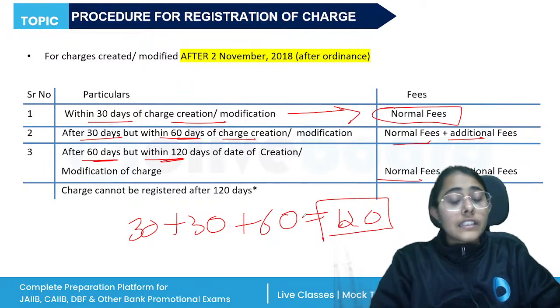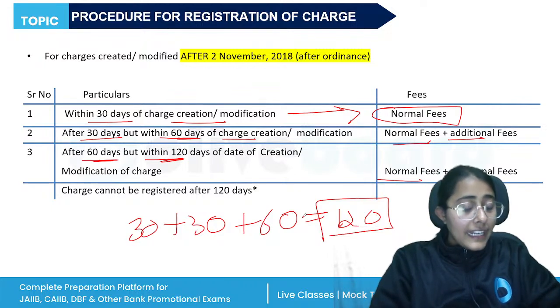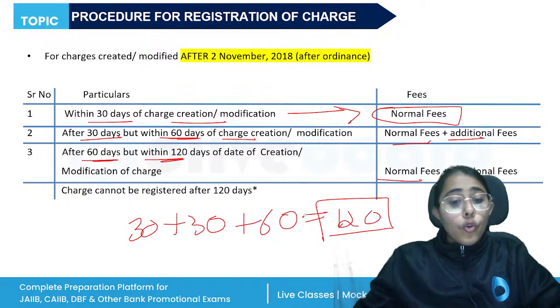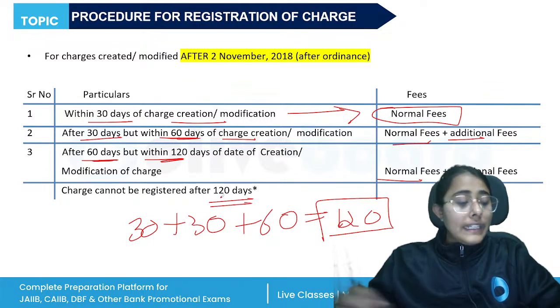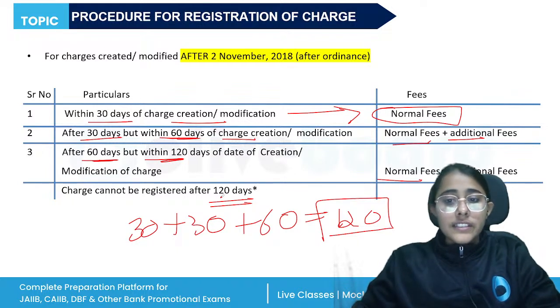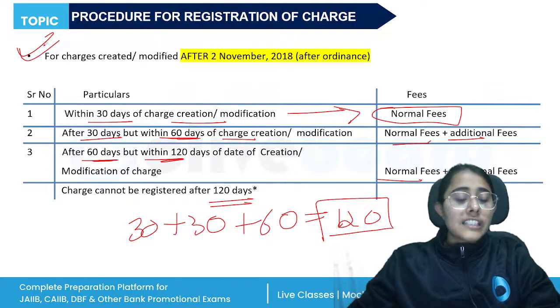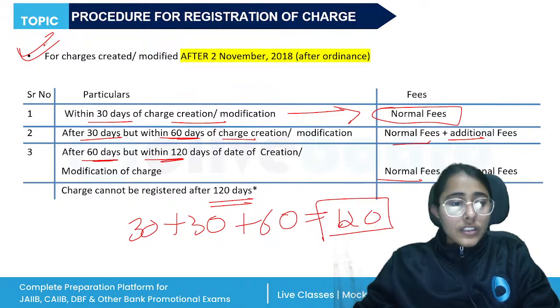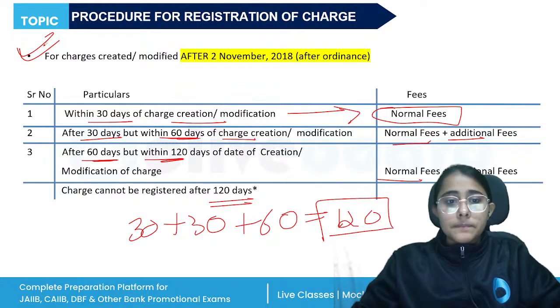This was not there before the ordinance in 2018, right? The charge could be created beyond these days as well. But now, after the ordinance, starting from 2nd November 2018, the charge can be registered only within 120 days, not beyond that. All right. So this provision is there. This is very important, the change that has been made. So if you are asked a question, the charge cannot be registered after how many days? It is 120 days. It is 120 days.